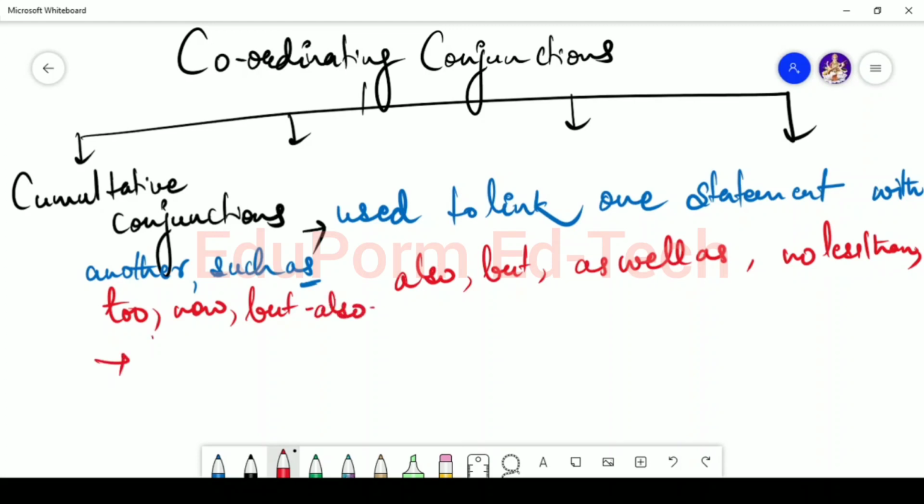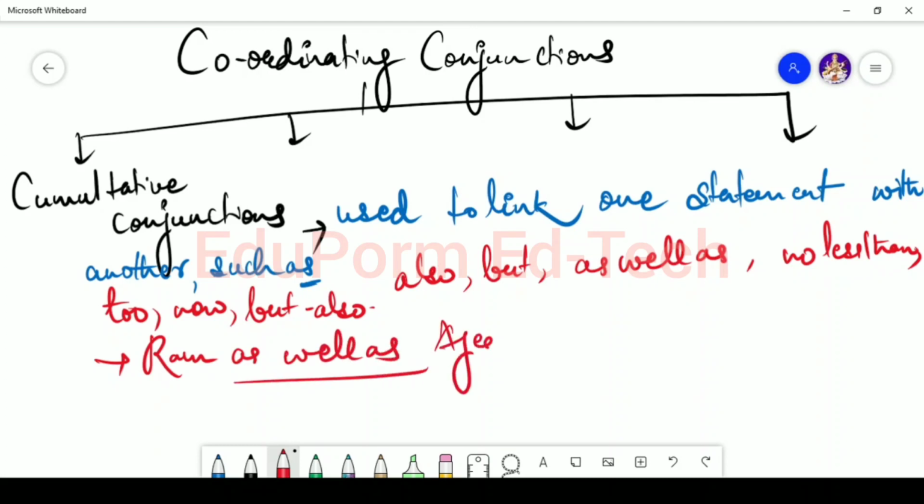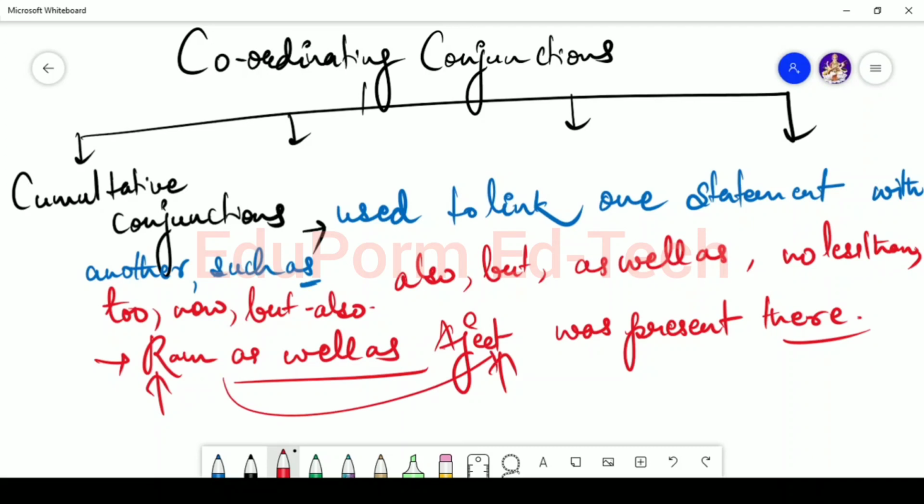Okay, like say for example, if I'm saying that Ram as well as Ajit was present there. Okay, so I tried connecting one statement with another. Okay, I wanted to say that Ram was present there, Ram was also present there, Ajit was also present there. Instead what I did, I connected both the two statements together. Okay, instead I said that Ram as well as Ajit was present there. Got it? So this is one such way. This is one example of cumulative conjunctions.